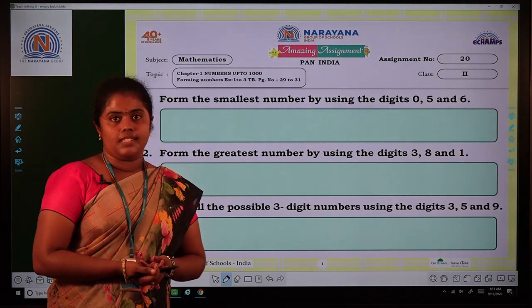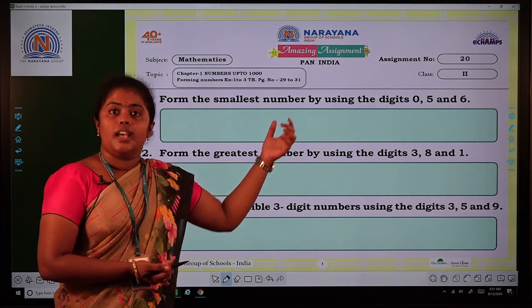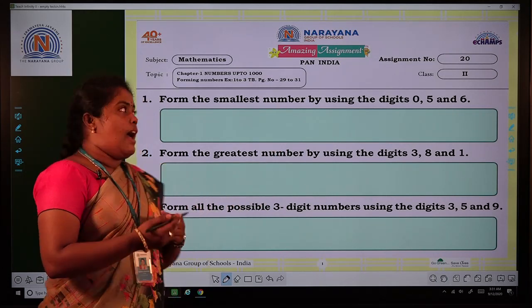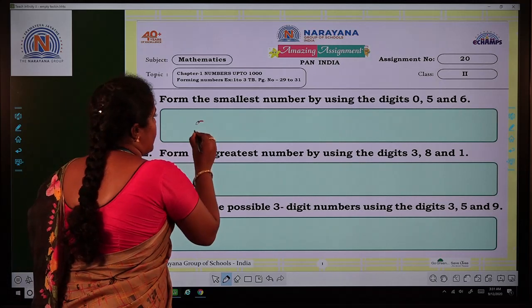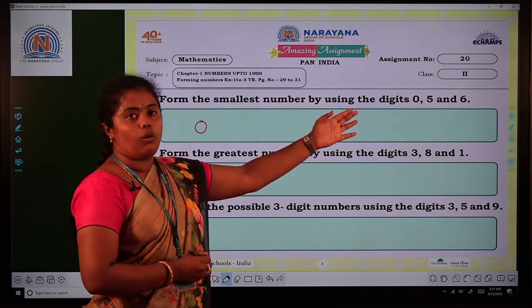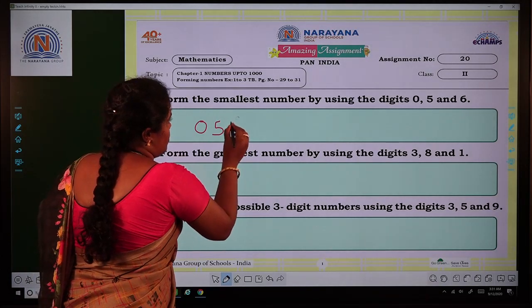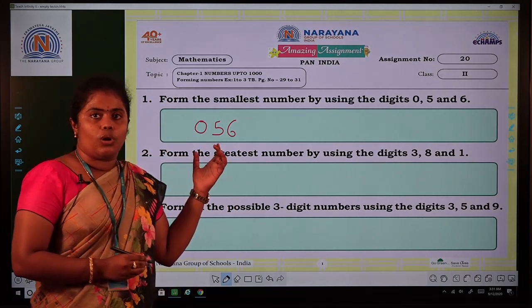How to form the smallest number? We have to arrange these digits in ascending order. As the rule, we are writing like this: smallest number among these 0, 5, 6. So 0 after 5, 6. We are writing like this, but it is not the correct way.